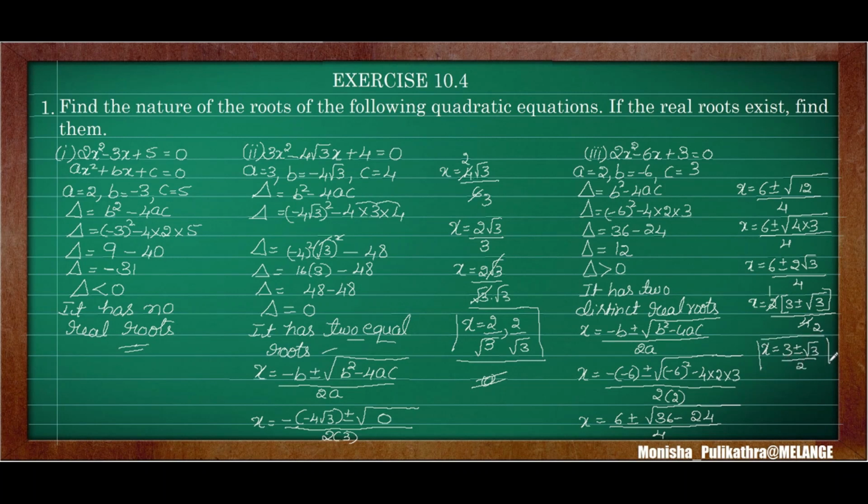Here there are two distinct real roots. That is, x is equal to 3 plus root 3 by 2 is one answer, and 3 minus root 3 by 2 is another answer for this. Okay, I hope you understood this.